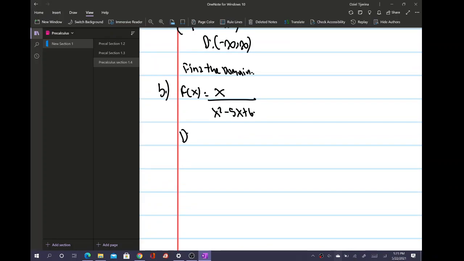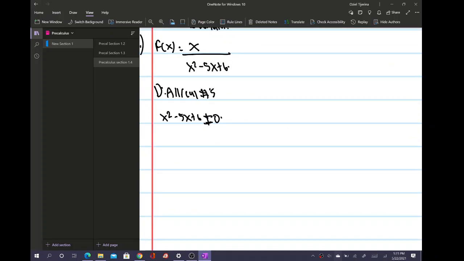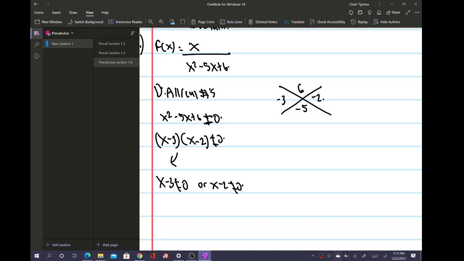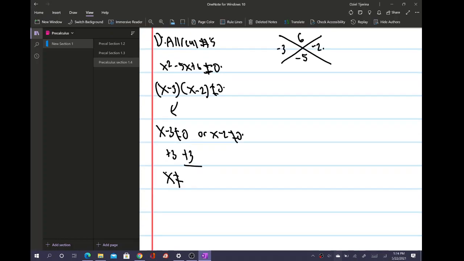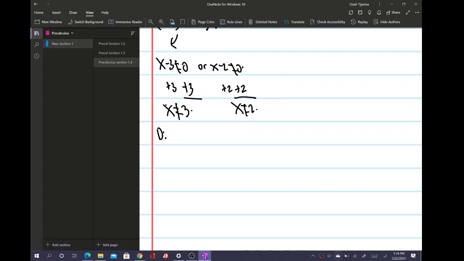So in reality, yes, this would be all real numbers, but you have to set x squared minus 5x plus 6 not equal to 0, and solve for x. You can factor: two numbers that multiply to 6 and add to negative 5 are negative 3 and negative 2. So it'd be x minus 3 times x minus 2, excuse me, does not equal 0. You can use the zero product property: x minus 3 does not equal 0, or x minus 2 does not equal 0. Adding to both sides, x does not equal 3, and x does not equal 2.